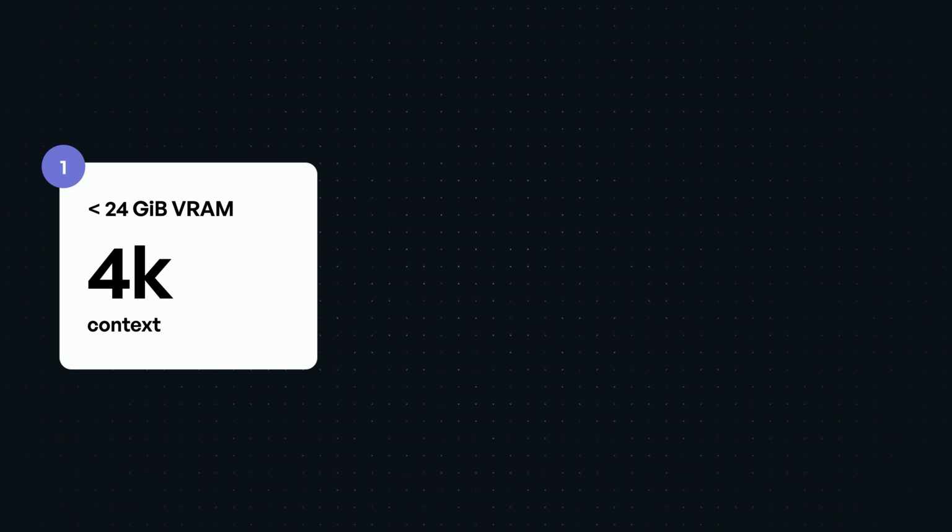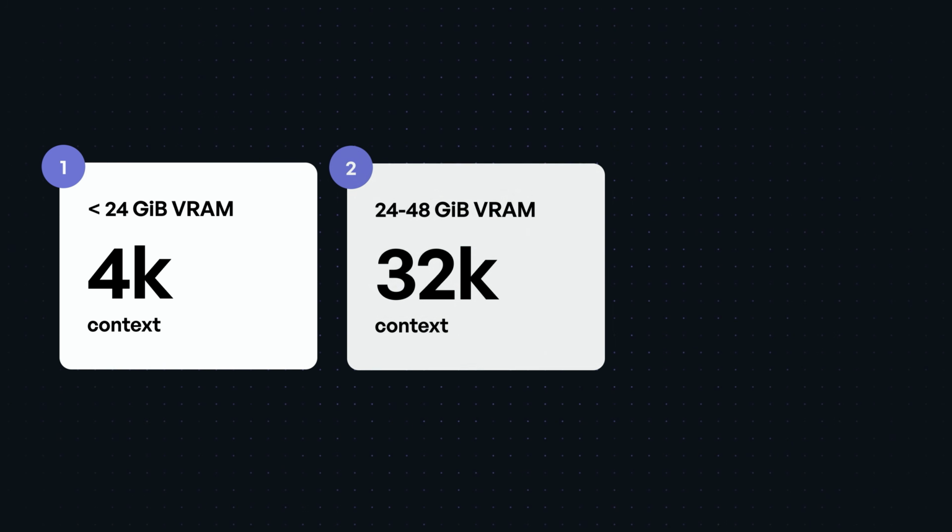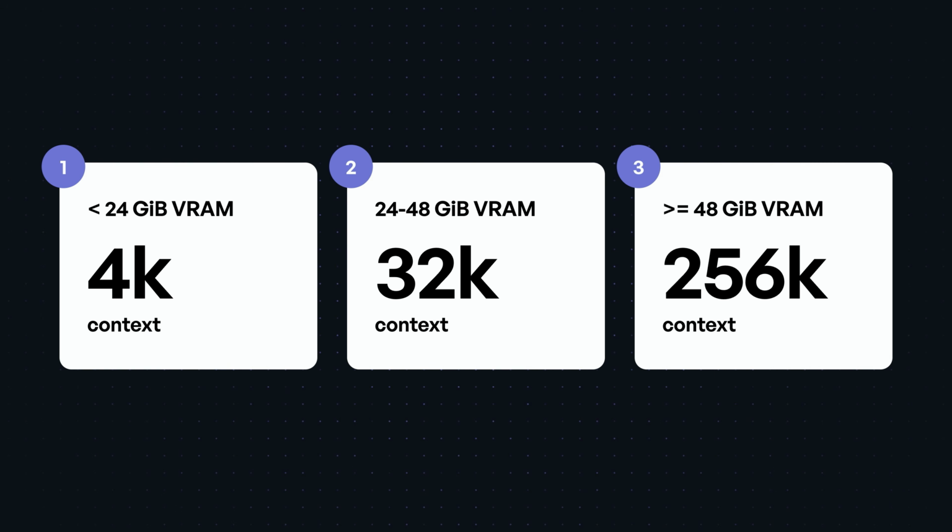Now, your available memory and system performance really matters when running local models. If you've got less than 24 gigabytes of VRAM, you'll just get 4K of context. 28 to 48 gig of VRAM gets you 32K of context, and more than 48 gig of VRAM gets you 256K of context.